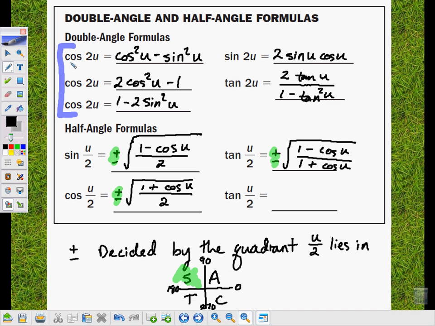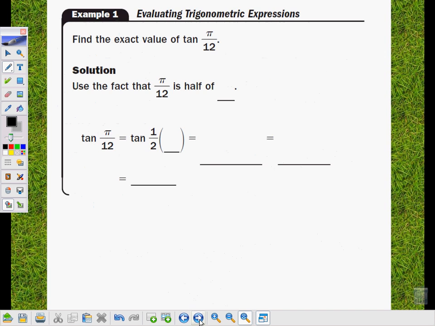Okay, so let's get into how to use these. If you haven't done so already, pause the video and write down those trigonometric double and half angle formulas so that you can use them. We're going to apply them now to this problem. Here I've got the question to find the exact value of tangent of pi over 12. To do this, I realize that pi over 12 is half of pi over 6.